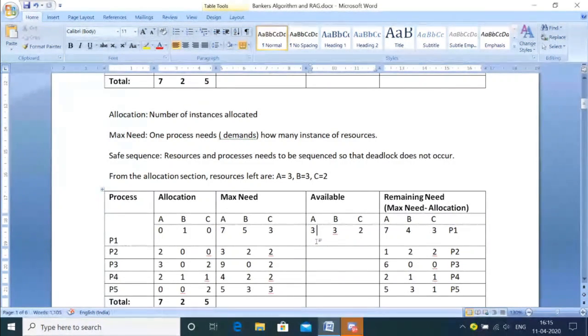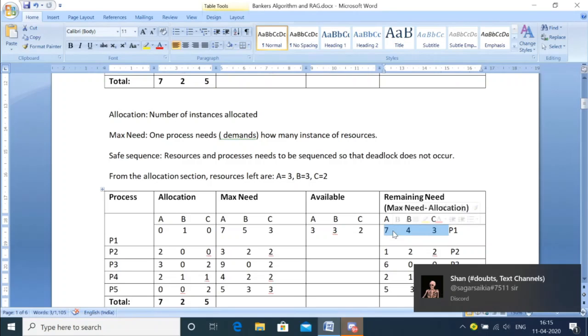Okay. Now, let us come to this section. So what is it saying? Remaining need, how will we get? We'll get maximum need minus the allocation. So what is the maximum need here? 7. What is the allocation for A? We have to subtract A with A, B with B. Okay. So see, 7 minus 0 is how much? 7. Then again, 5 minus 1 is how much? 4. Then 3 minus 0 is how much? 3. So this is basically the need of process P1. Okay.